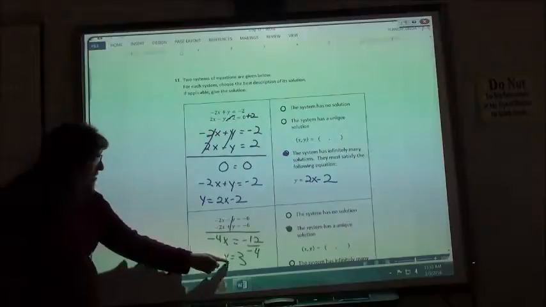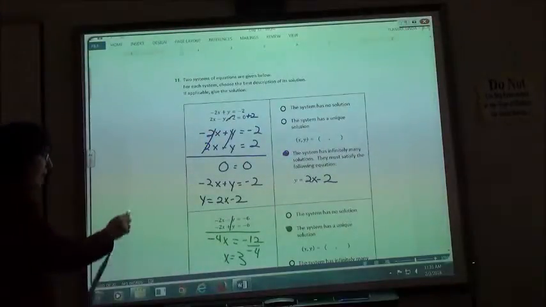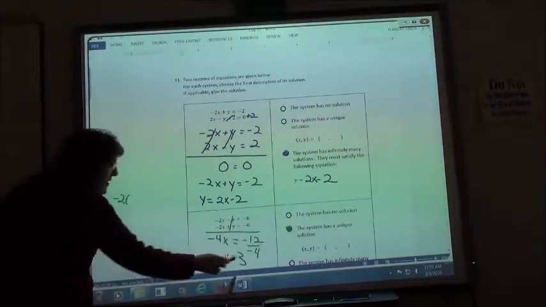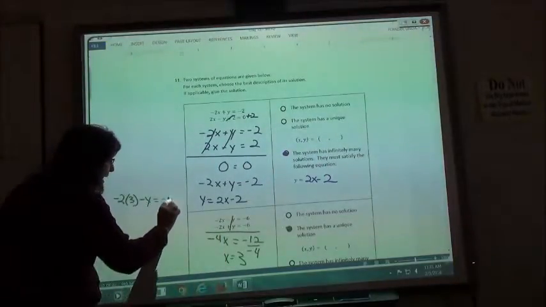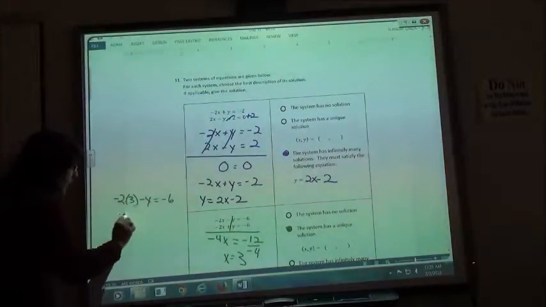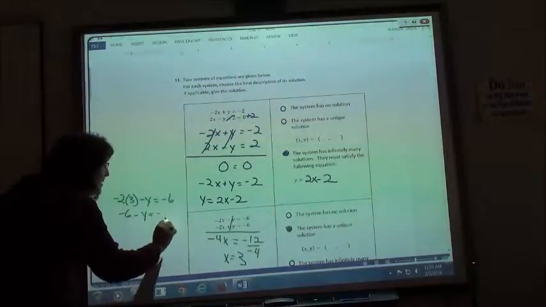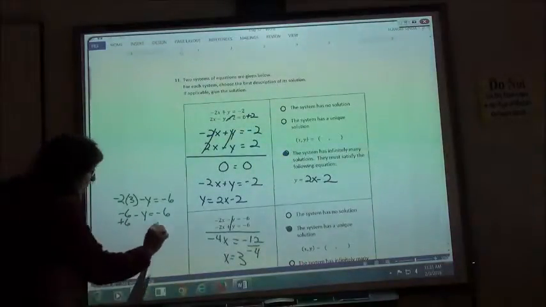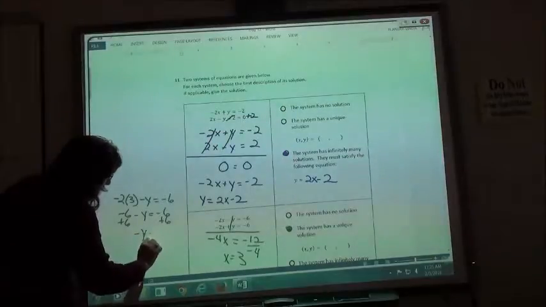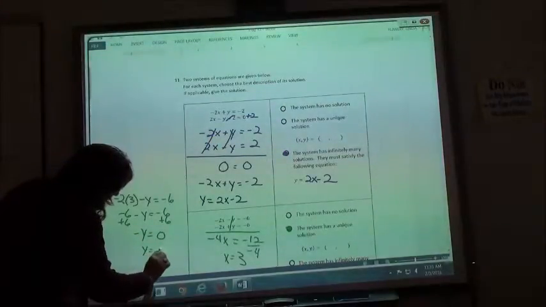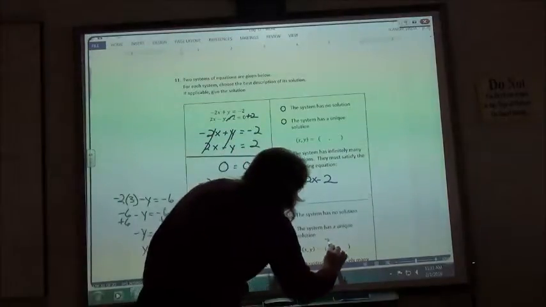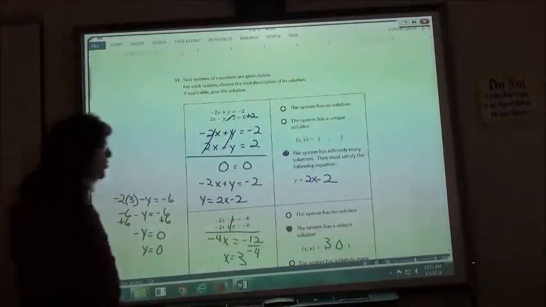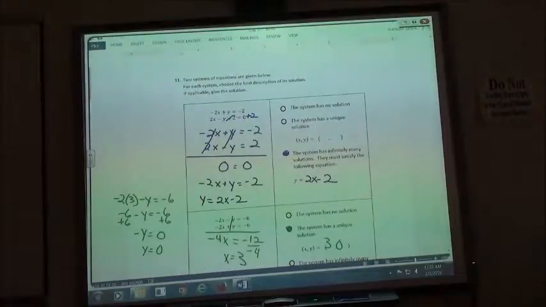Once I found x, I have to go back and find my y. So negative 2 times my x value of 3 minus y equals negative 6. This gives me negative 6 minus y equals negative 6. If I add 6, negative y equals 0. So y equals 0 when I divide by negative 1. So (3, 0) is the solution to that system of equations.